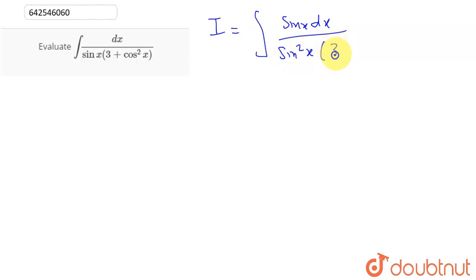So students, in this question we need to evaluate this integral. To simplify this integral, let us multiply and divide by sin x. So it will become sin x dx upon sin square x into 3 plus cos square x. Now we can write sin square x as 1 minus cos square x.